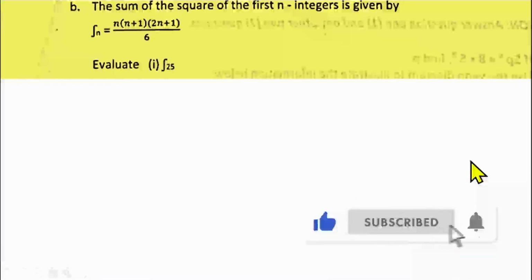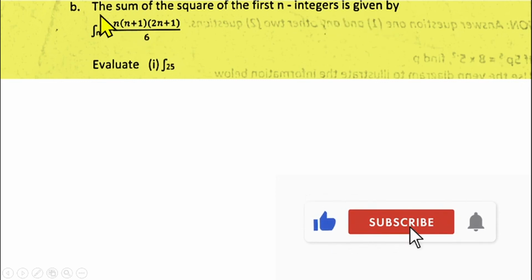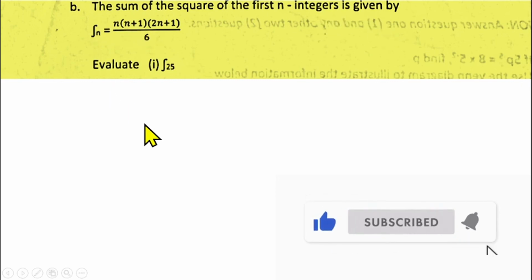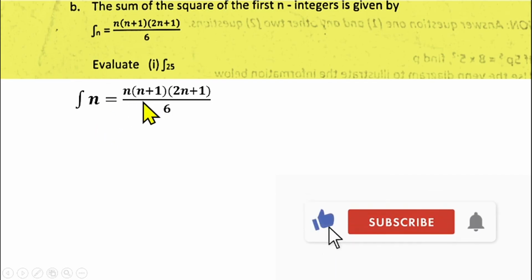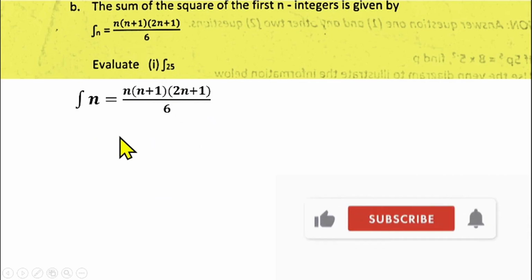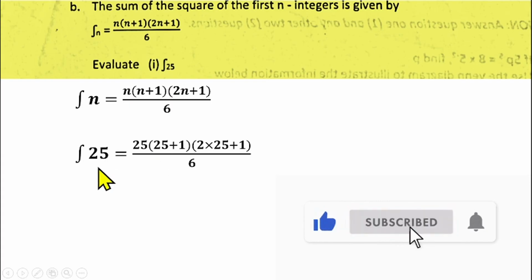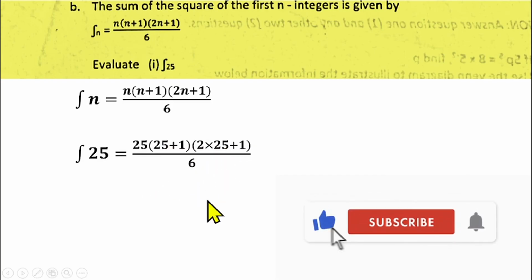Question number 5b, you are told that the sum of the squares of the first n integers is given by the summation of n squared equals n into n plus 1 multiplied by 2n plus 1 over 6. So we are now to evaluate the sum for 25, which means our n is 25. If you do that, wherever you see n, put 25 there. You have 25 into 25 plus 1 into 2 times 25 plus 1 over 6.